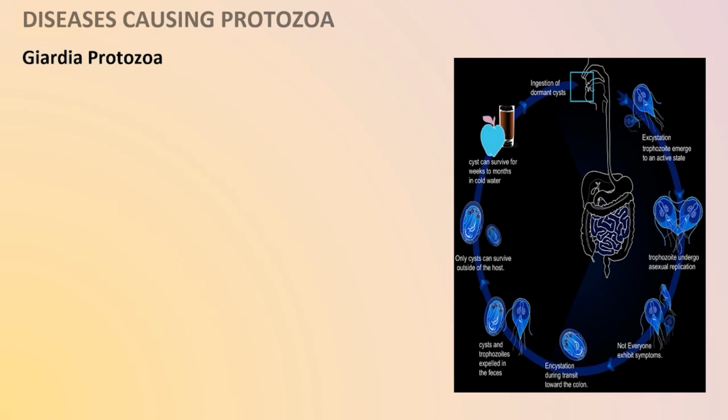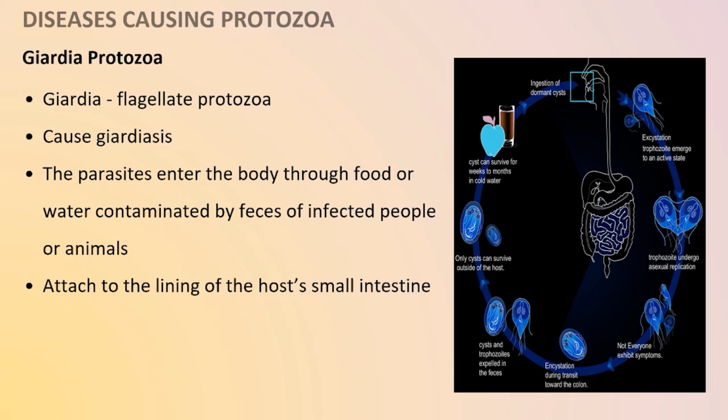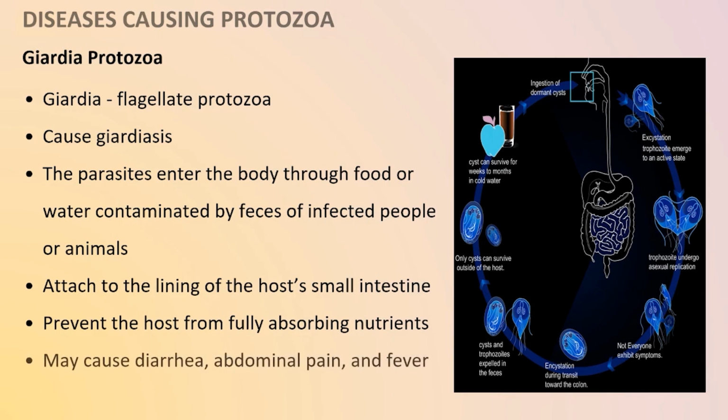Giardia protozoa. Giardia are flagellate protozoa that cause giardiasis. The parasites enter the body through food or water that has been contaminated by feces of infected people or animals. The protozoa attach to the lining of the host's small intestine, where they prevent the host from fully absorbing nutrients. They may also cause diarrhea, abdominal pain, and fever.